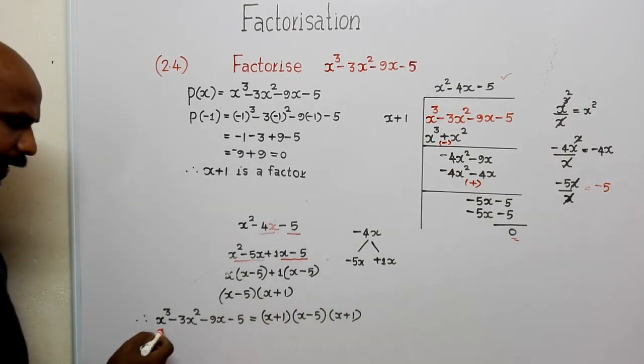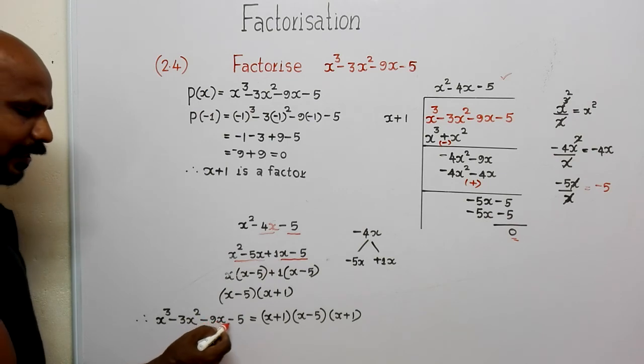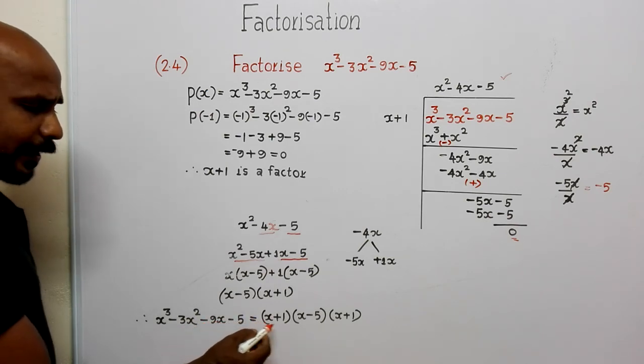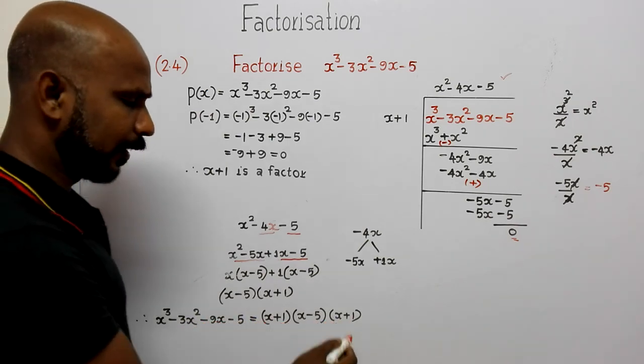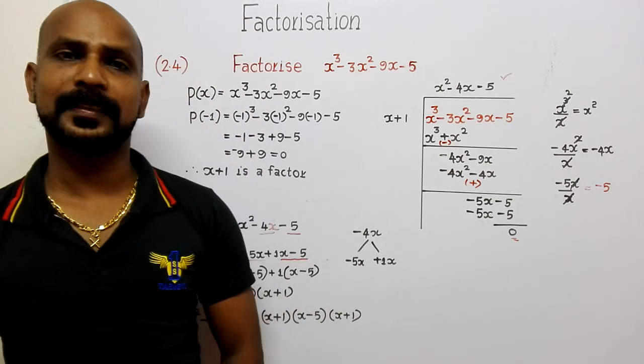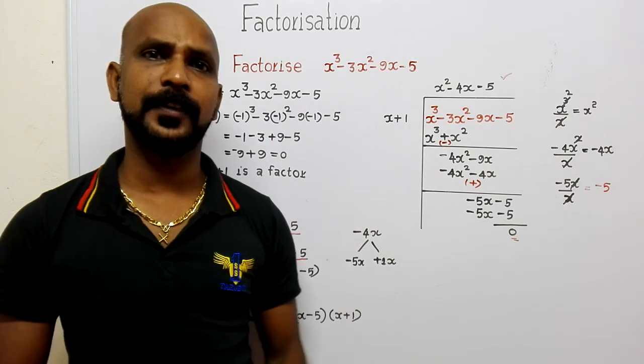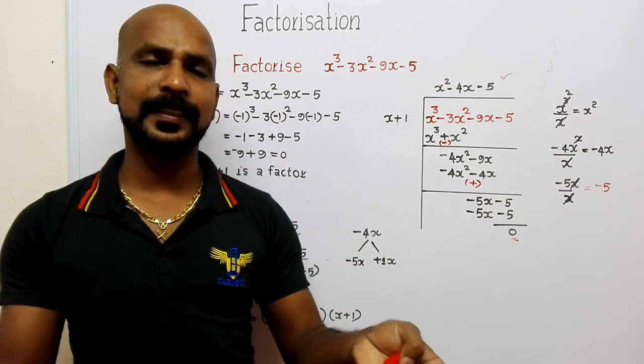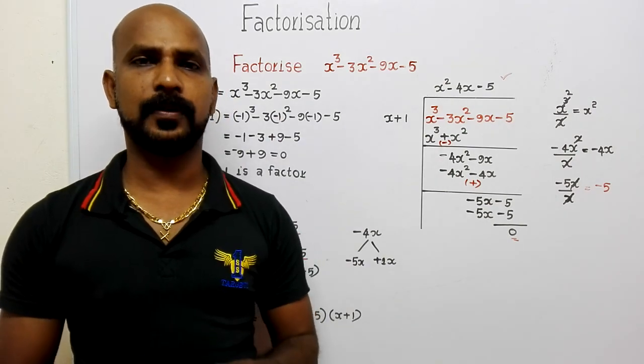So we write finally: x cube minus 3x square minus 9x minus 5 is factorized as x plus 1 into x minus 5 into x plus 1. Okay, this is the concept. When do we apply it like this? If it is not possible to rearrange. If it is possible to rearrange, you can rearrange it and again take the common terms outside. Okay.